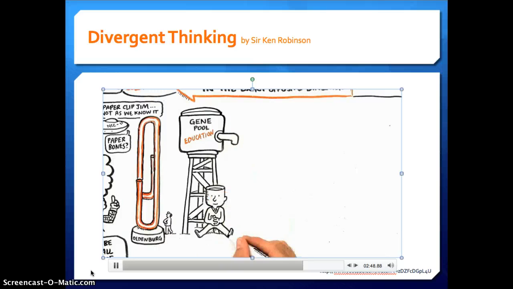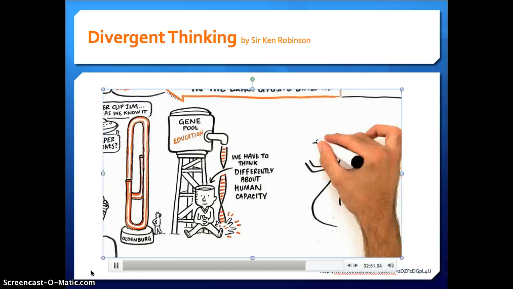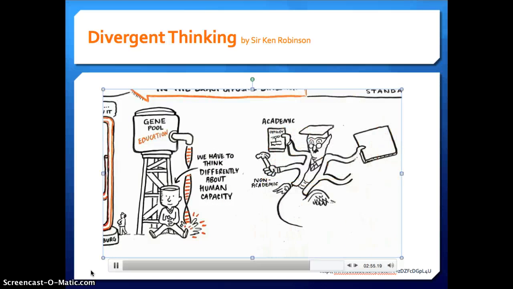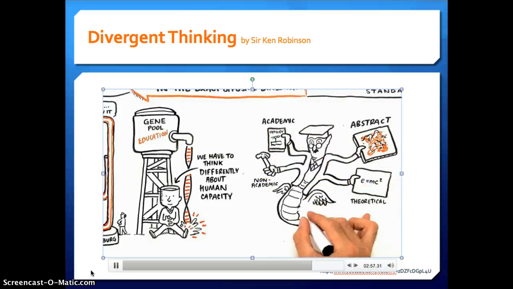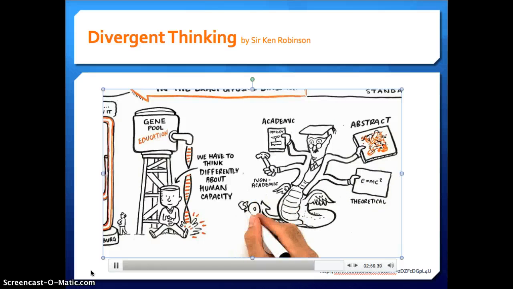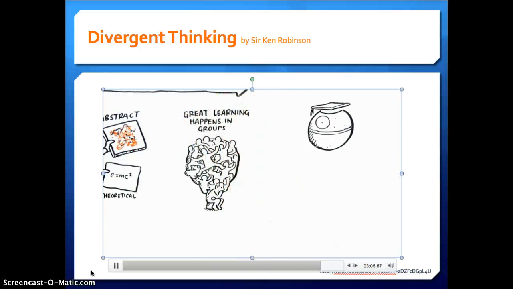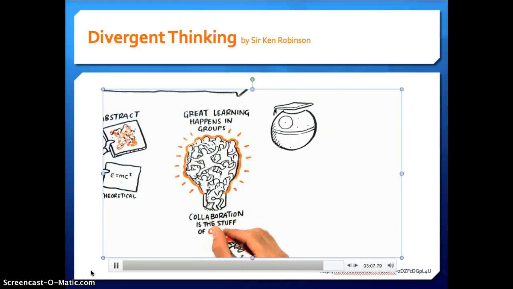We have to think differently about human capacity. We have to get over this old conception of academic, non-academic, abstract, theoretical, vocational, and see it for what it is, a myth. Secondly, we have to recognize that most great learning happens in groups, that collaboration is the stuff of growth.